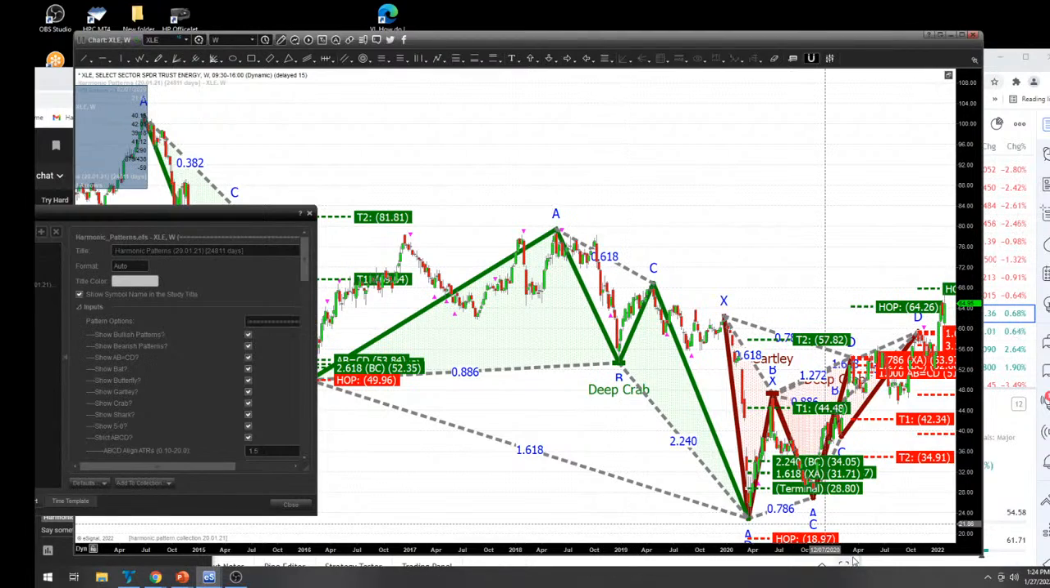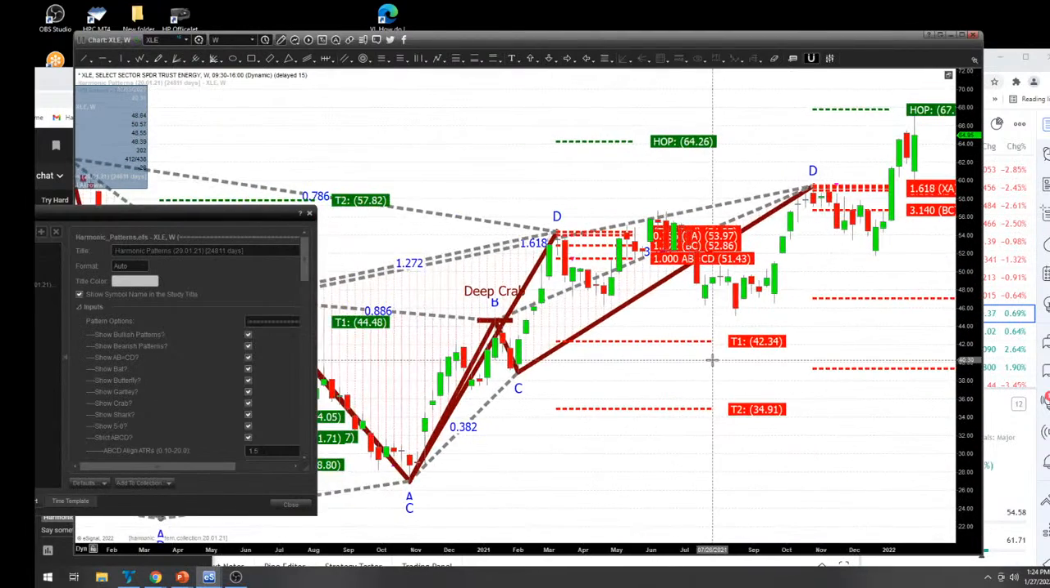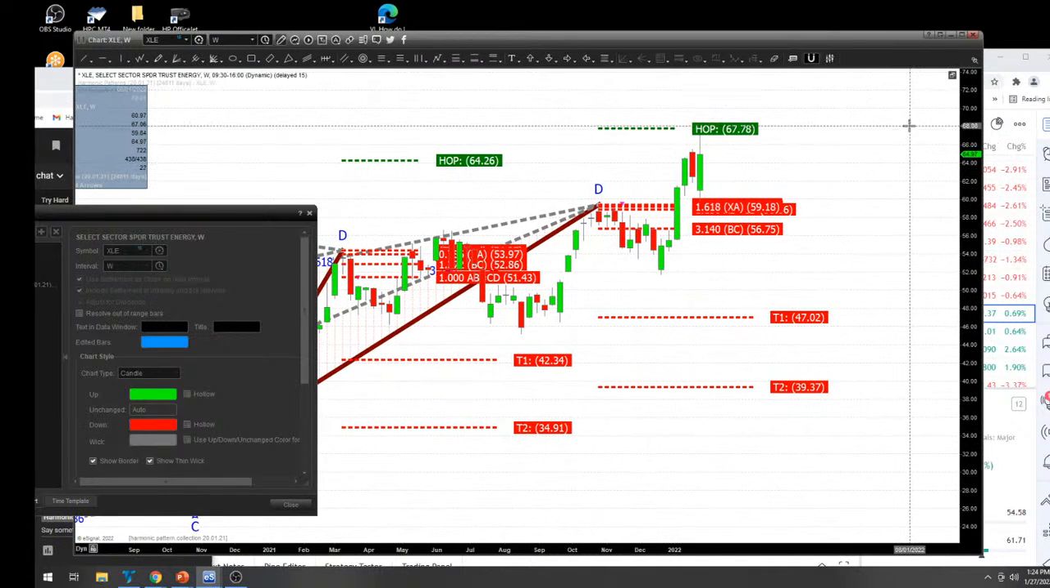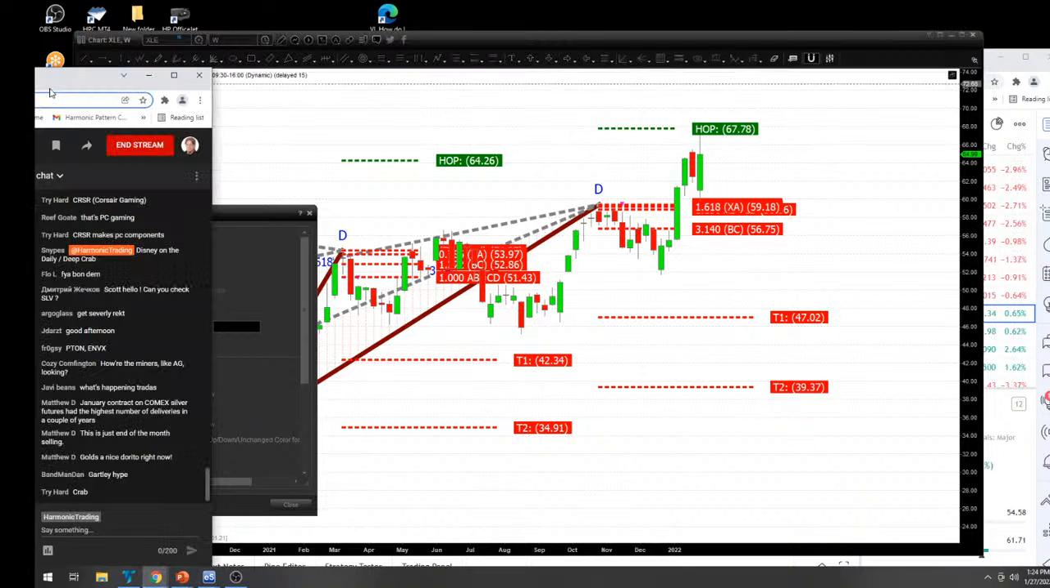Here's XLE, the energy ETF. It's got a few hop levels up here, 64, 67. Pay attention to this. What happens here will define what happens for the next 3 to 6 months. And we'll do that on Monday. As far as crypto, we know it's going to need more time. Don't be surprised to see it lower. I'm not really favoring too many things at the moment. It's a tricky time, but we want to line up the larger structures. I think there will be opportunities at slightly lower levels.